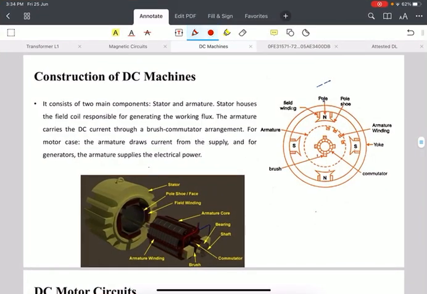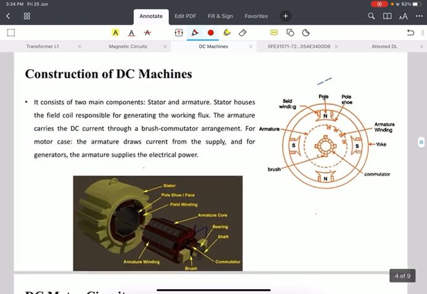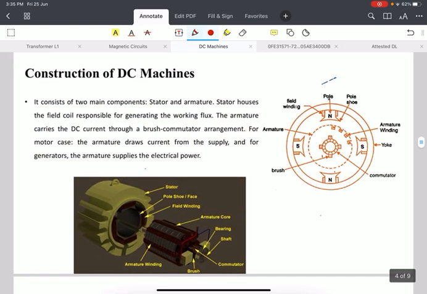In the previous class, we discussed the principle of operation of a DC machine. In this one, we will be looking at the construction of the DC machine. A DC machine basically consists of two components, a stator and a rotor. The rotor is called the armature, and the stator provides the field, so the stator is known as the field winding.